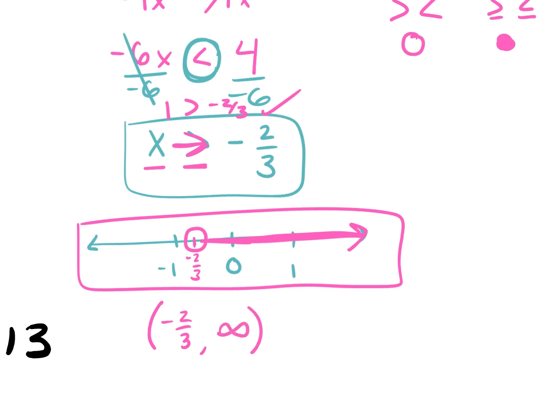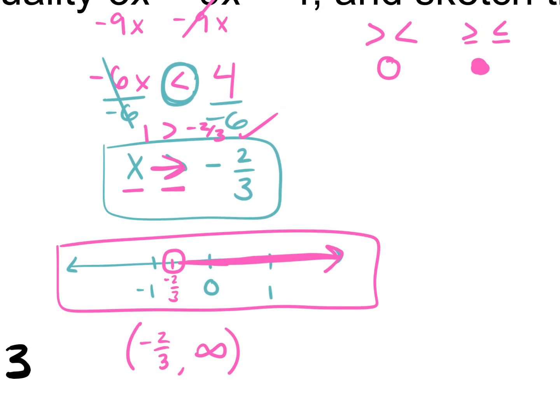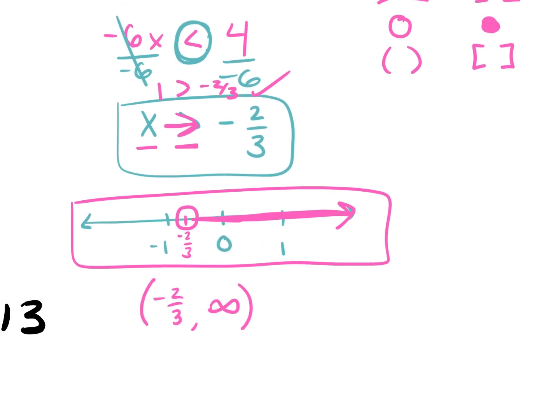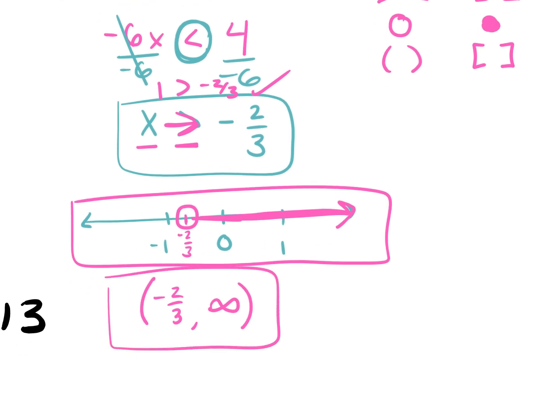Perfect. Now, if it is an open circle, we put parentheses. If it's a closed circle, we would put brackets at the number. Infinity always gets parentheses, though. This third way is called interval notation. WebAssign might want, I think, these two ways.